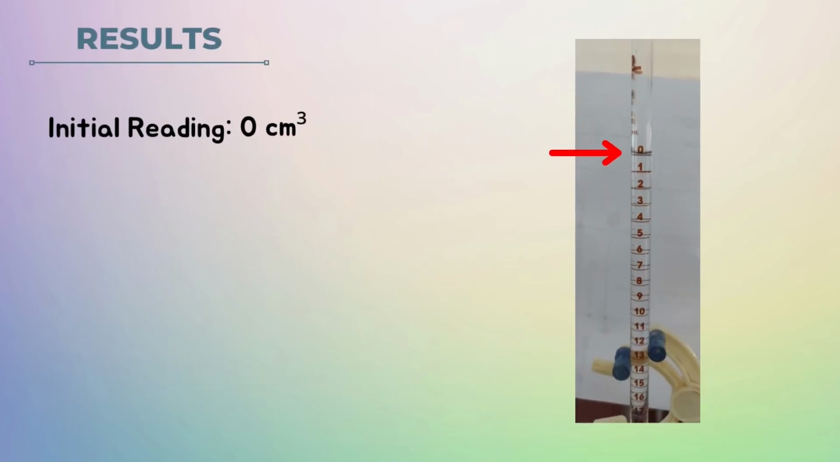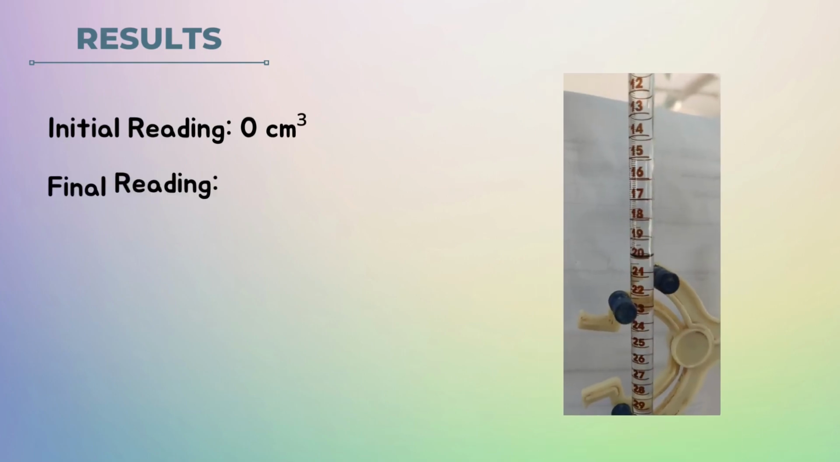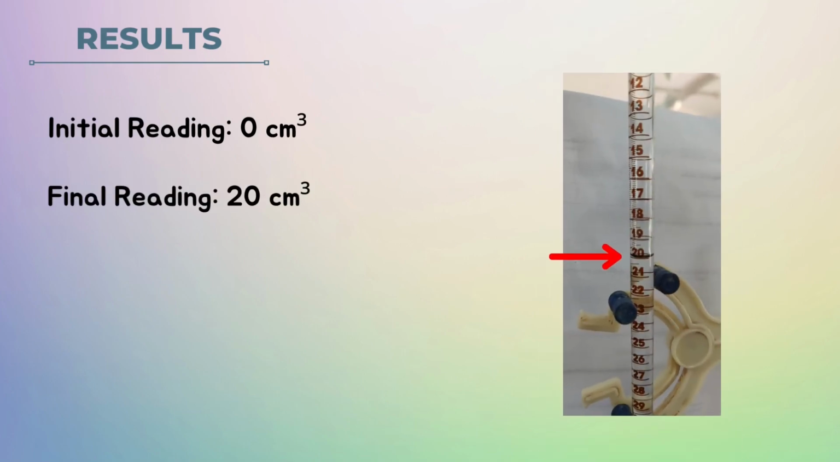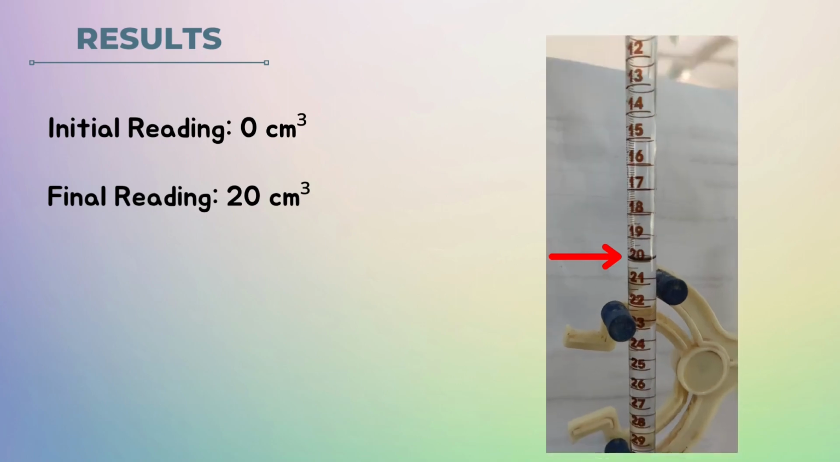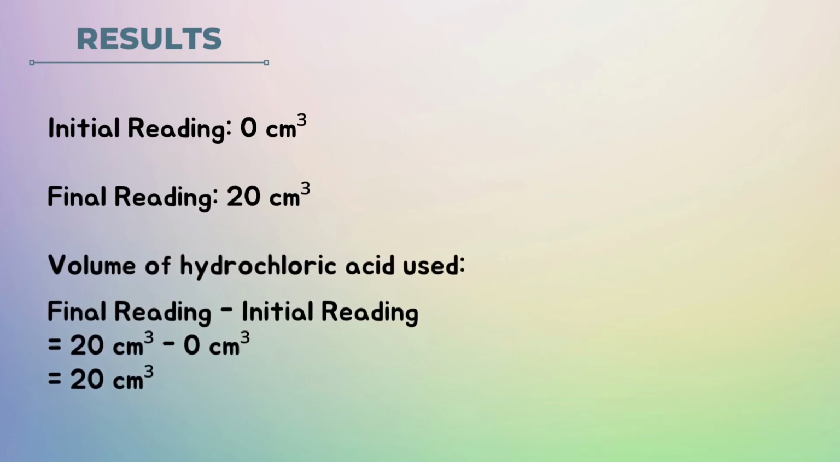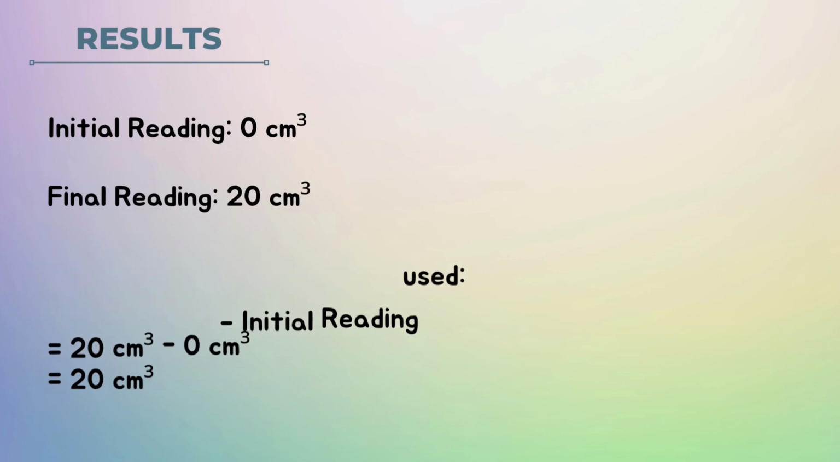Moving on, it's time to record the results. The initial reading of the burette containing hydrochloric acid, HCl, was 0 cm³. The final reading of the burette was 20 cm³. So, in order to obtain the volume of hydrochloric acid used, we will subtract the initial reading from the final reading, which is 20 cm³ minus 0 cm³. Hence, we find that the volume of hydrochloric acid used was 20 cm³.